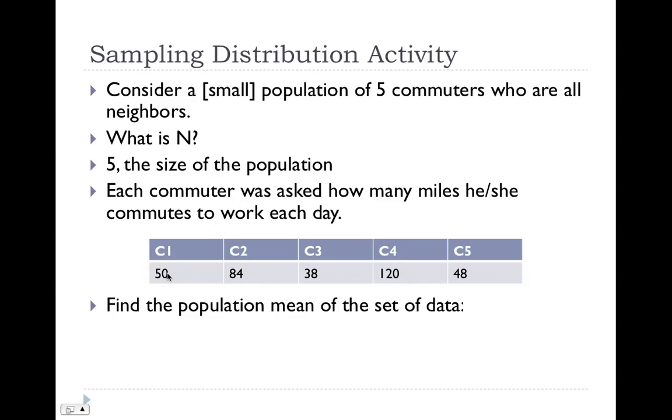Find the population mean of the set of data. So how would you go about finding the mean? Well, it's only 5 values, so it's easy enough to just add up those 5 values and divide by 5. So on your calculator, sum 50 plus 84 plus 38 plus 120 plus 48, then divide by 5, and you should get the population mean, which comes out to 68. We symbolize that population mean with a mu, because that's the symbol for the population mean. So mu equals 68.